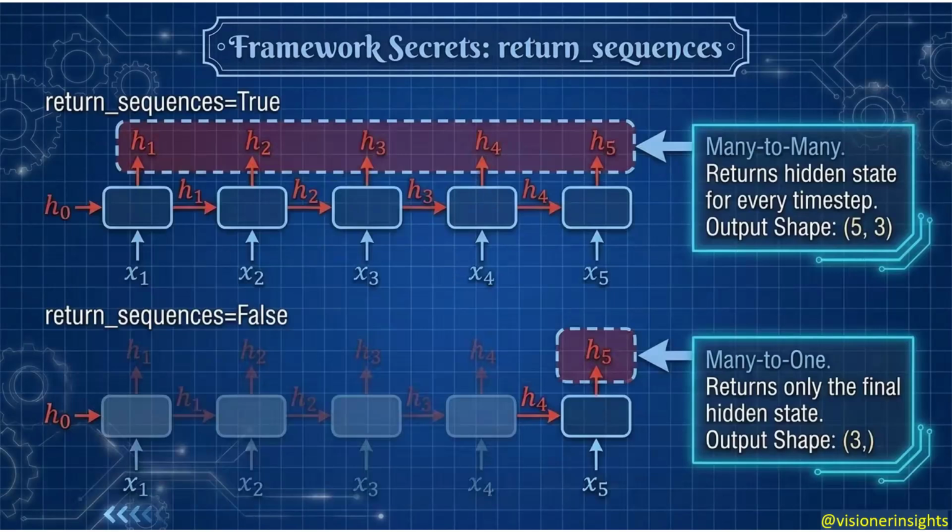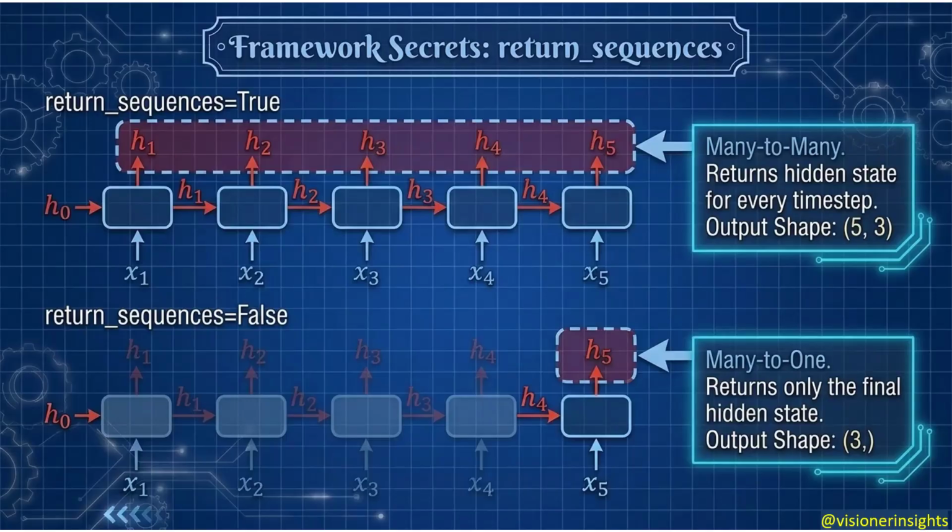Quick tangent. If you've ever used deep learning frameworks like PyTorch or Keras, you have likely seen a parameter called return_sequences. Here is its visual secret. When return_sequences is set to true, the framework collects the hidden state from every single time step, outputting a many-to-many shape. If it's false, the framework quietly discards all those intermediate steps and only hands you the final hidden state, giving you a many-to-one output shape. It all makes sense now, right?